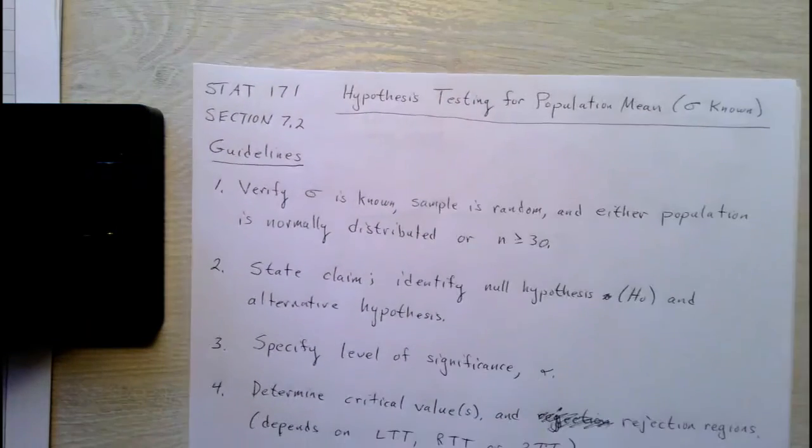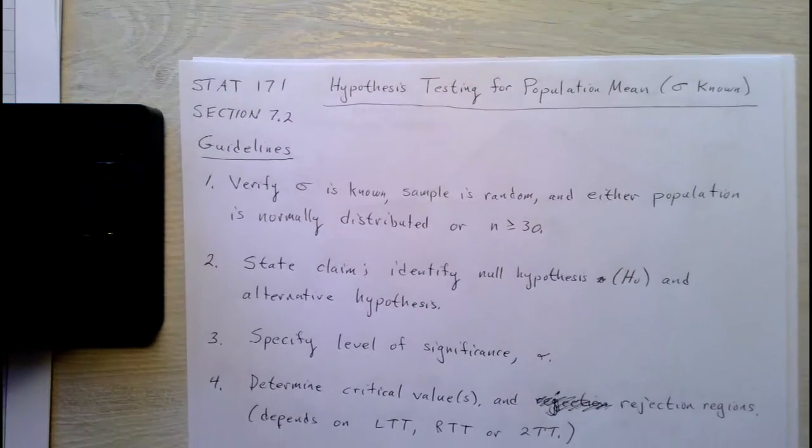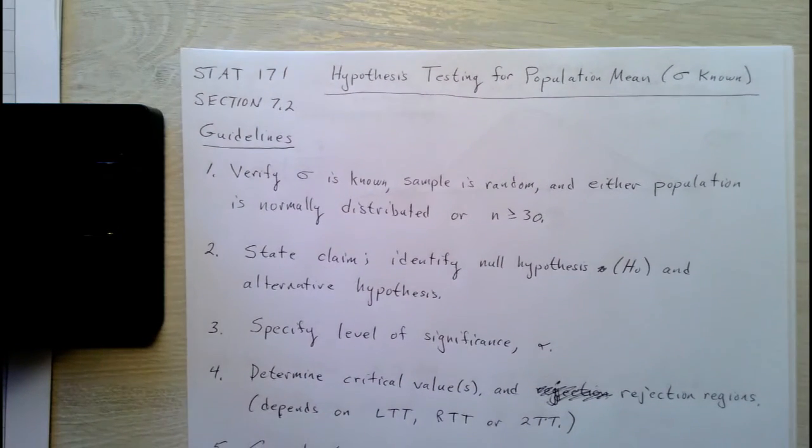So this is the guideline. So we first verify that sigma is known, the sample is random, and either the population is normally distributed or the sample size is at least 30.